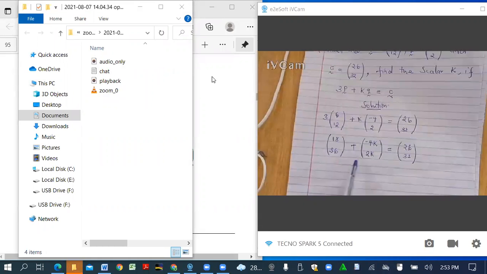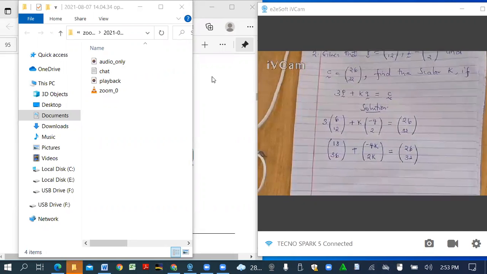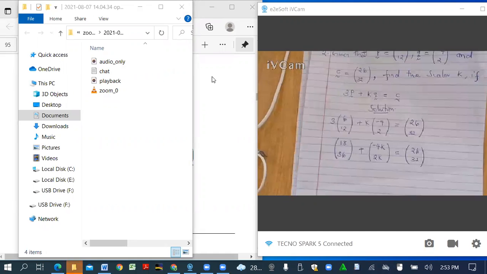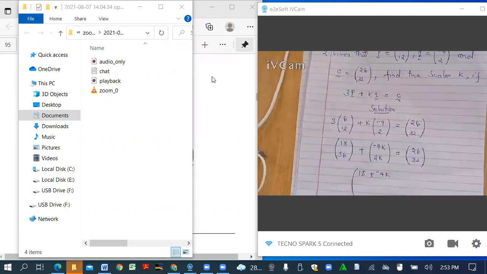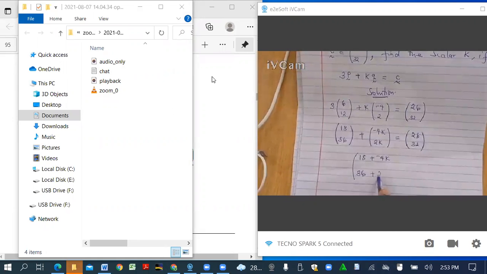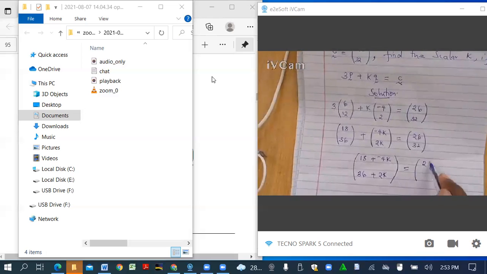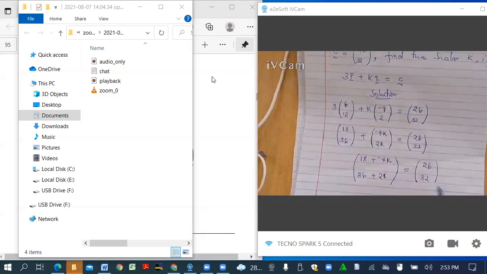When you look at the left hand side, which operation are we dealing with? Addition. How do we add vectors? We add corresponding components, which means we have 18 plus -4K, then 36 plus 2K, equals to 26 and 32.